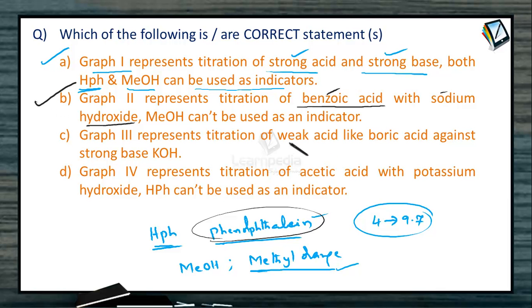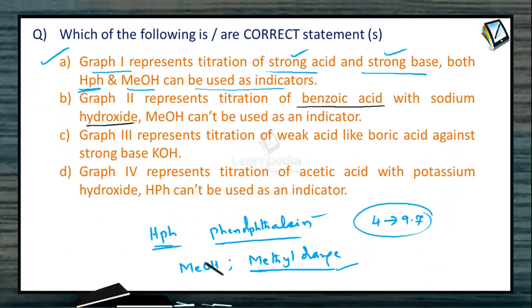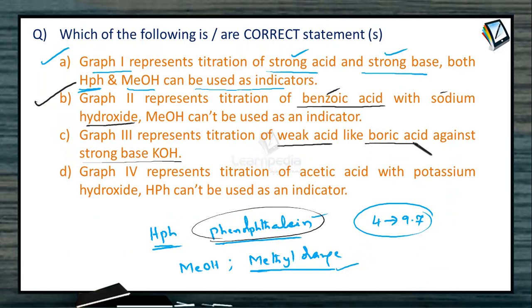Graph 3 represents a titration of weak acid like boric acid against a strong base KOH. So this is not correct. You can see the graph is starting with a pH of 12, and as the base is added, that is decreasing, and we are going for option C, a weak acid like boric acid. So the pH cannot be 12 to begin with, therefore this is wrong.